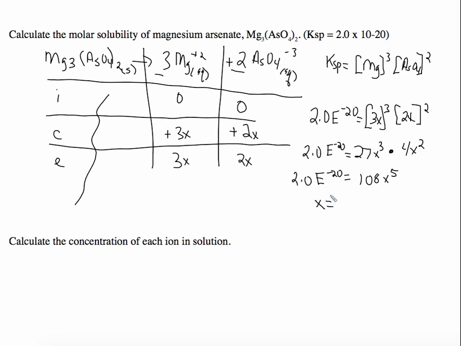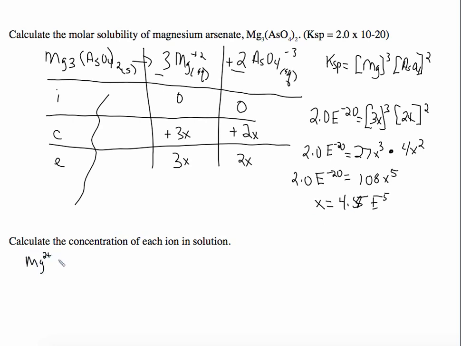Okay, divide both sides by 108 and take the fifth root of it, and you get x equals 4.5 e to the negative 5. That's what x is. Okay, so that's the molar solubility of magnesium arsenate. Notice I kept 2 significant digits because that's what they give you with the Ksp.